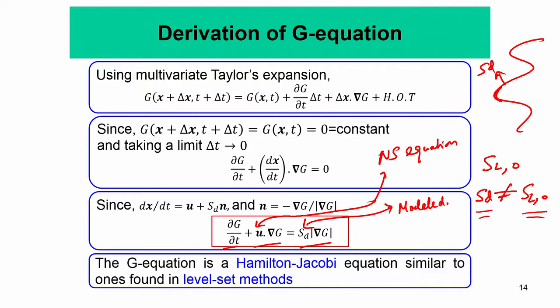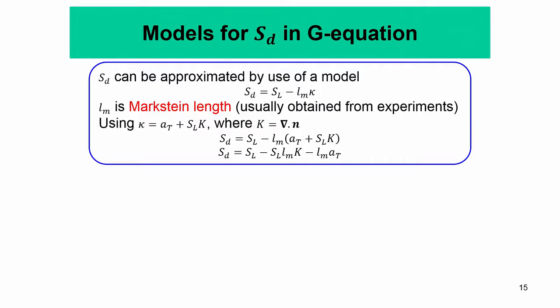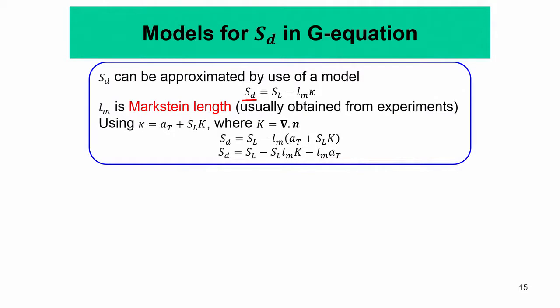Alright. So, how do you model it? You can model it by using this linear stretch model. There can be numerous complicated models also, but basically it assumes that the local flame structure is the same as that of a laminar flame. So, you can say that this local flame speed SD is equal to SL, which is the planar laminar flame speed, minus a proportionality constant called the Markstein length times the stretch rate.